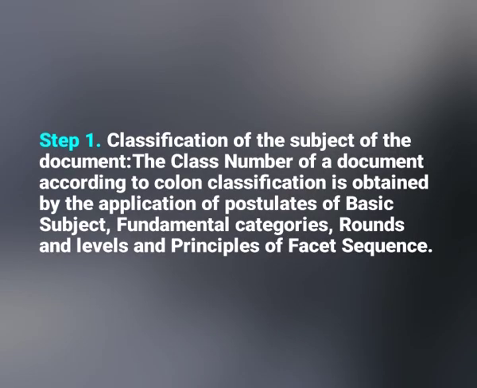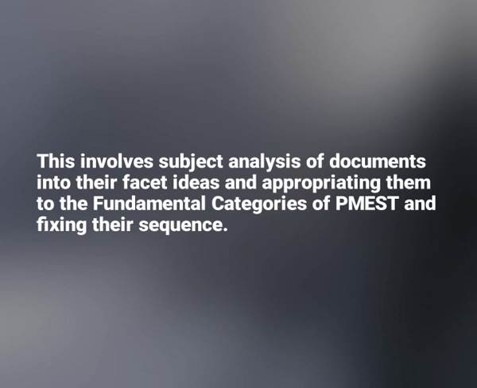So, first step which we discuss is a classification of the subject of the document, wherein the class number of a document according to the classification scheme is obtained by the application of postulates and of a basic subject. Fundamental categories, rounds and levels and principle of facet sequence is also ascertained here. This involves subject analysis of the document into different facets ideas and approaching them to the fundamental categories of PMEST and fixing their sequence. But I have already described to you that even if you are not using the Colon Classification wherein PMEST is given, you can also follow this procedure. You can also ascertain the subject.